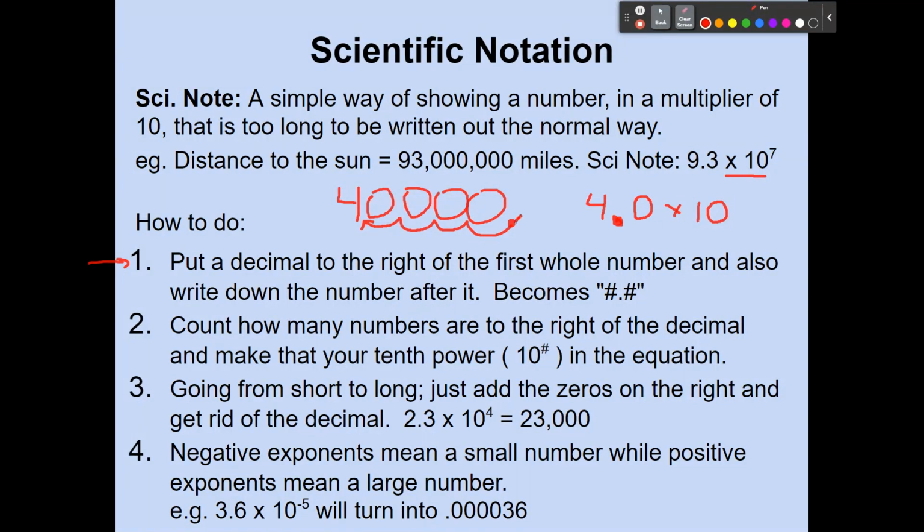And then you count how many spaces that you moved. So I moved 1, 2, 3, 4. And then you write that number of times it moved up here, and that's your exponent. So that's 4.0 times 10 to the 4th. All right, I'll show you a couple of other examples, and we'll do really small numbers as well.